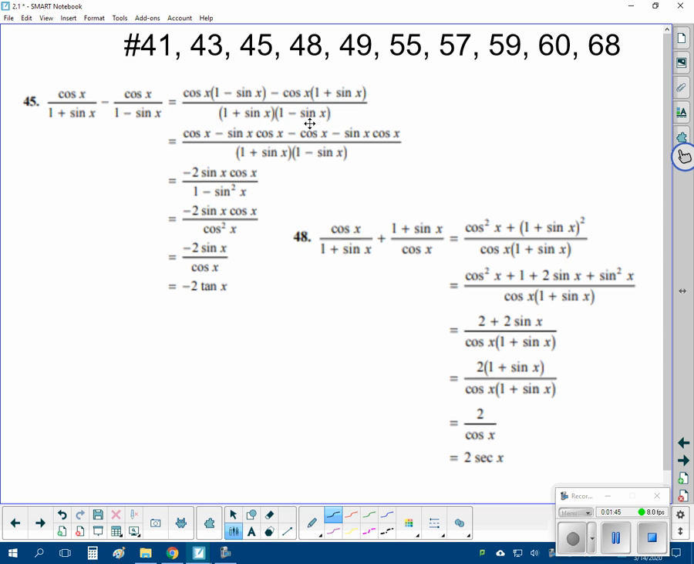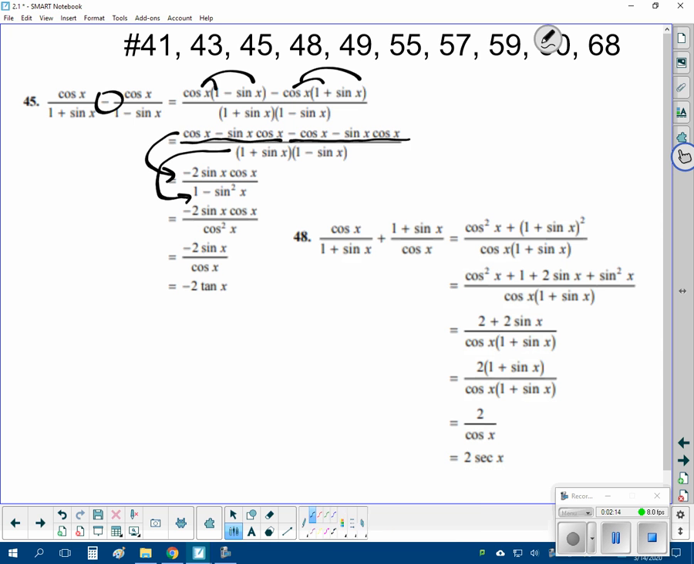45, common denominator again. So then the left, cosine of x, that numerator becomes this piece from here to there. Okay, and that's just from distributing. And then you're going to have to distribute again. Make sure you also distribute the minus sign. So minus cosine of x now becomes this from distribution there. Combining like terms gives you this new numerator, and foiling out the denominator gives you that denominator.